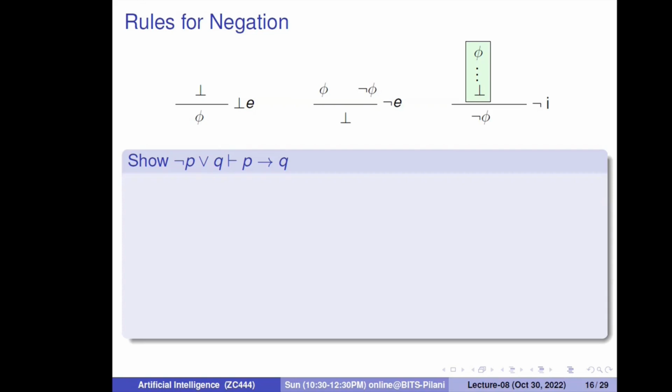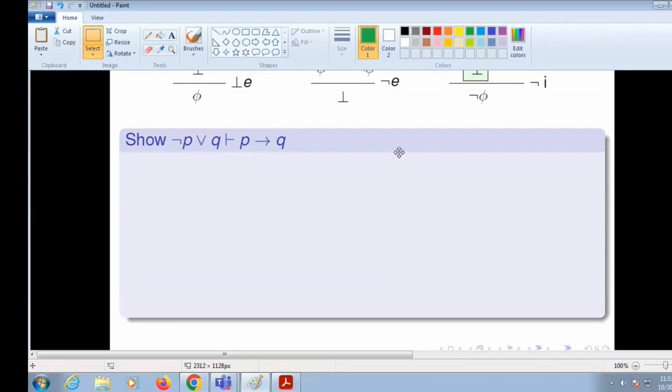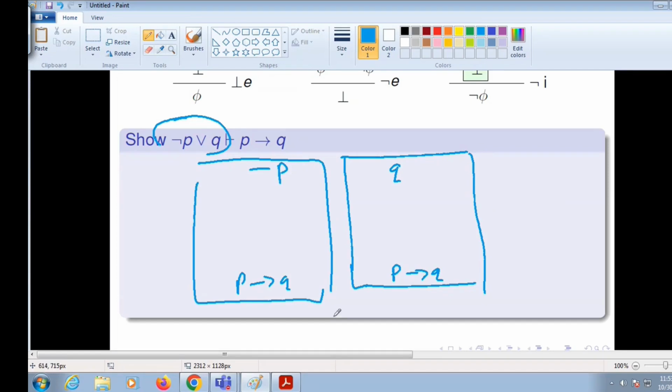Okay, so let me show you how you can do this. So you know that when there is an OR, you can write two boxes, because this is given to you. In one box you write minus of P, in another box Q, and you keep doing something so that at the end, in both the places, you get P implies Q, so you can say P implies Q. This is the framework we have.